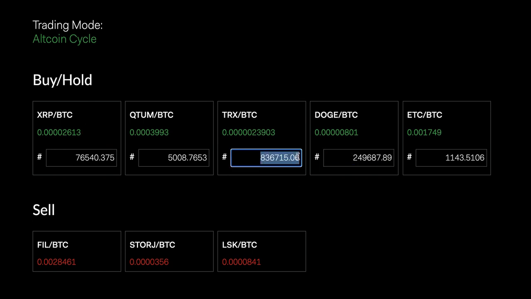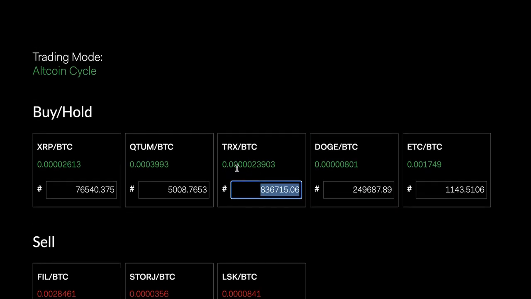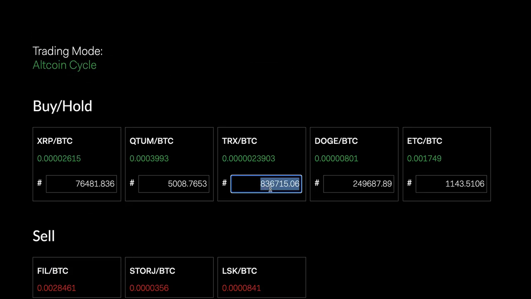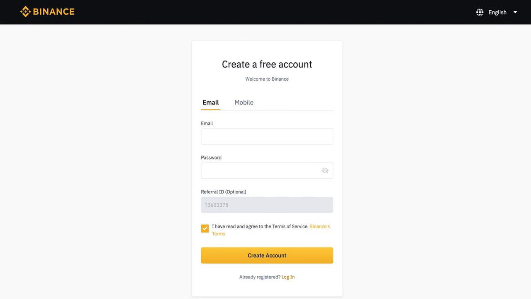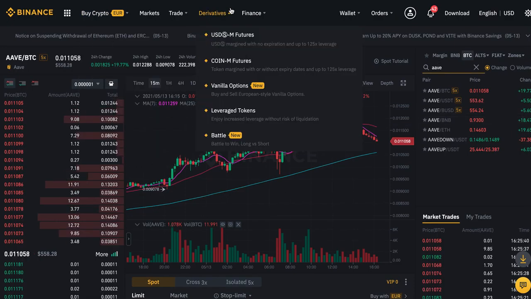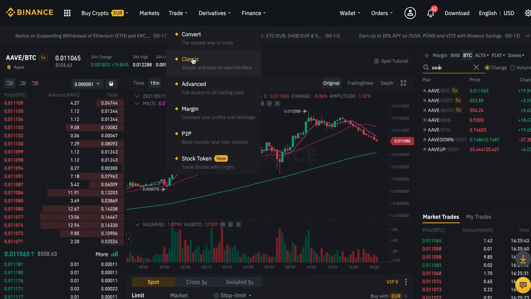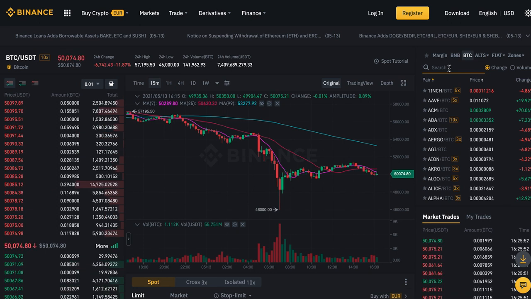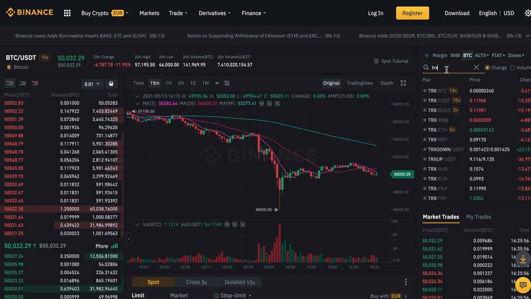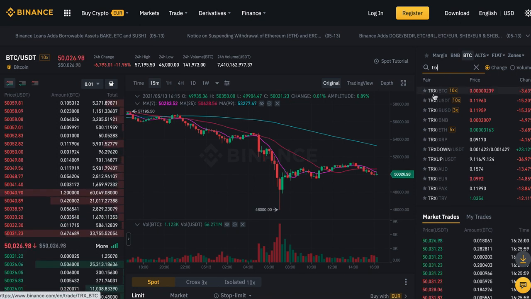So let's say hypothetically I'm supposed to hold 836,645 TRXs. I need to go to my account, and I'm using Binance, and then I go to Trade Classic for Binance is the one that I use. And then I'm going to enter in the market here, TRX, and it's going to bring up a list of the possible TRX pairs.